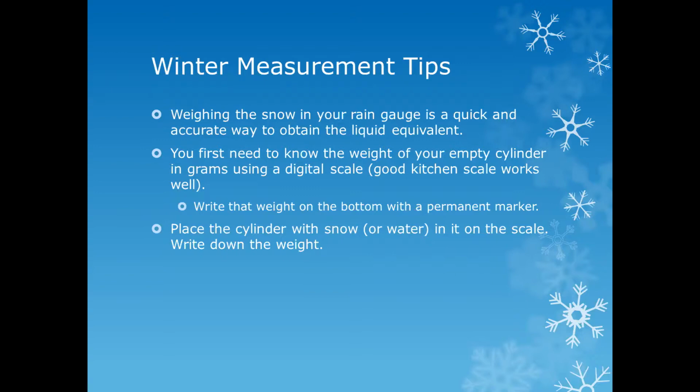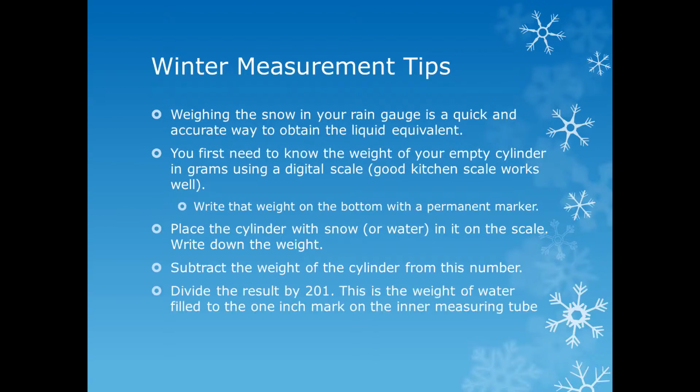And what you're getting there is your gross weight, the weight of your gauge plus the weight of your water and the weight of your snow. You subtract the weight of your cylinder from this number. You divide that result by 201, which is the weight of water in grams that is filled to the 1-inch mark on our measuring tube. And then that result is the amount of water in inches.